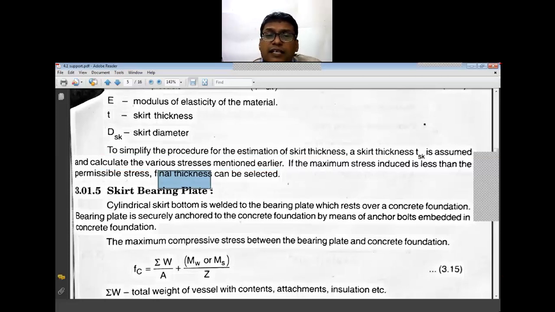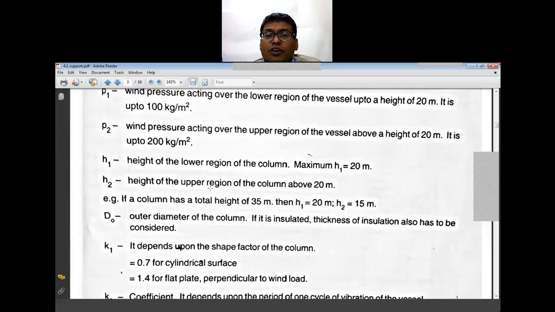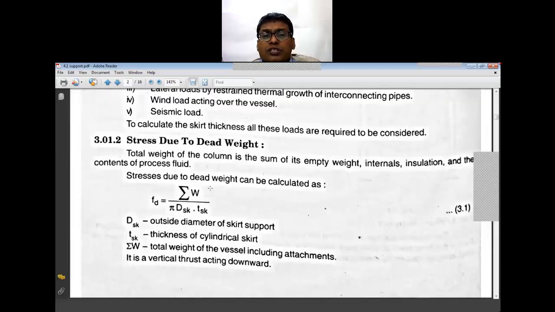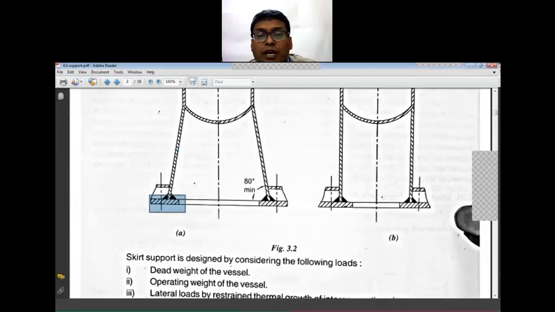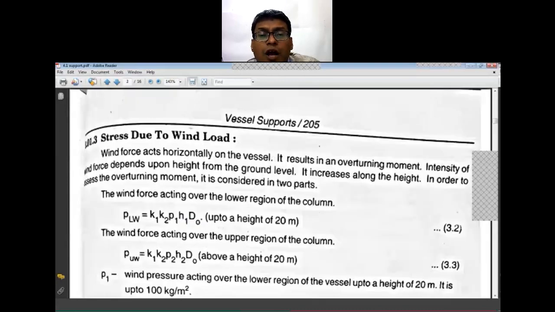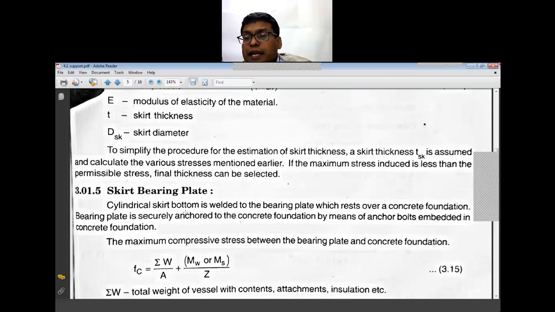Now the next is the selection of the thickness of the skirt. That is what we have first calculated. So this is the skirt thickness that is to be calculated. Now the thickness of this bearing plate also has to be calculated. For that purpose, the skirt bearing plate is to be taken into account.